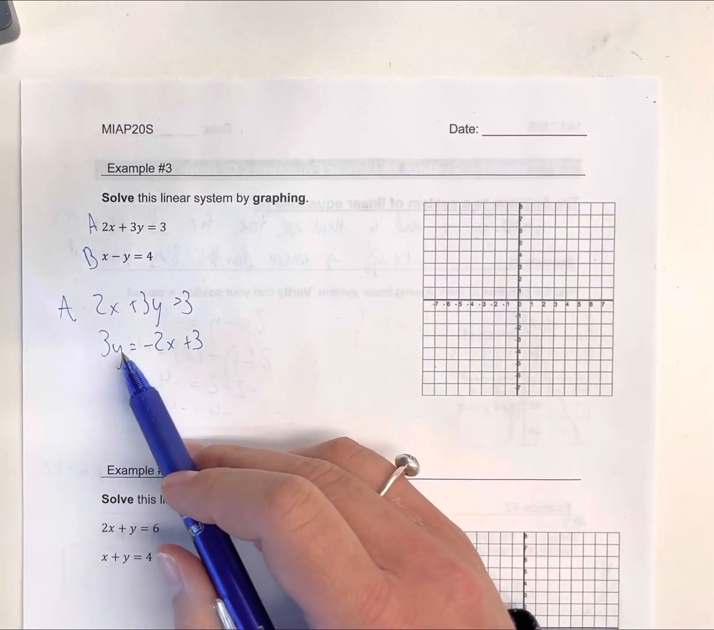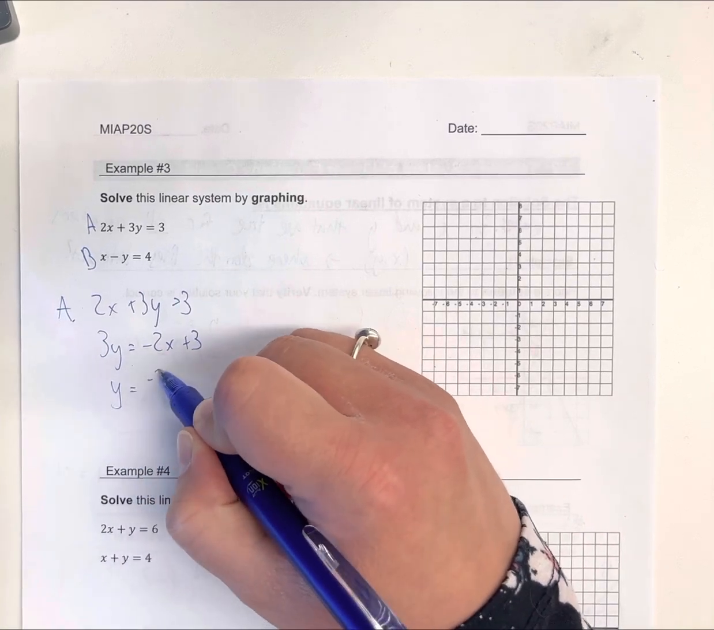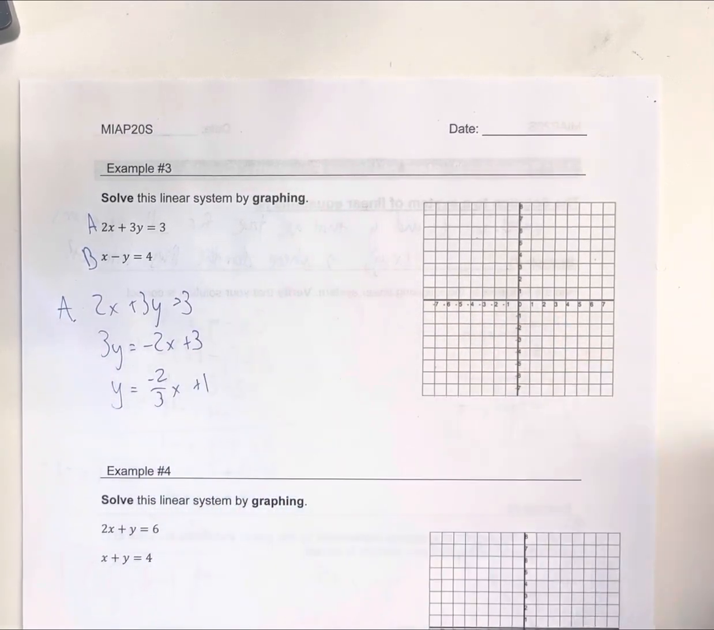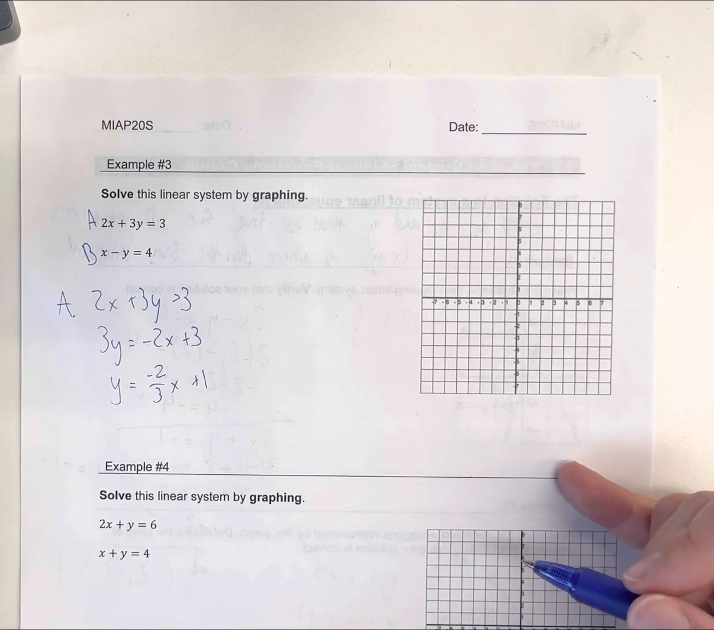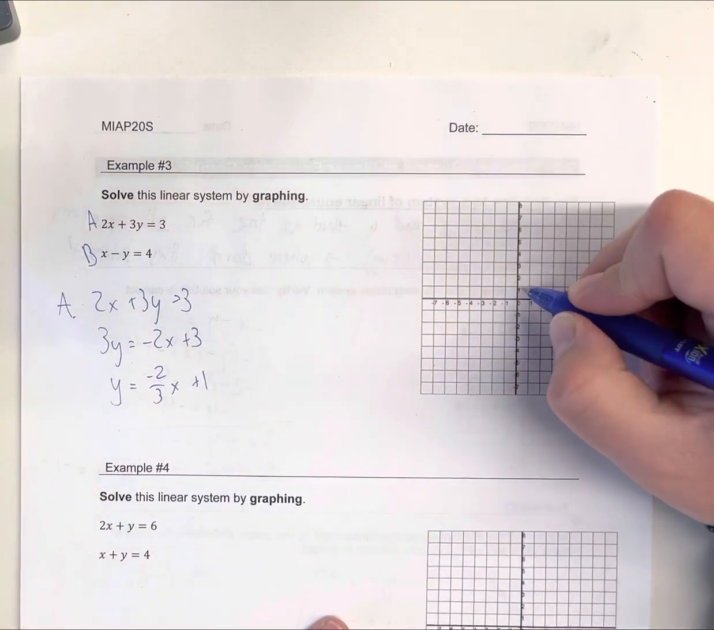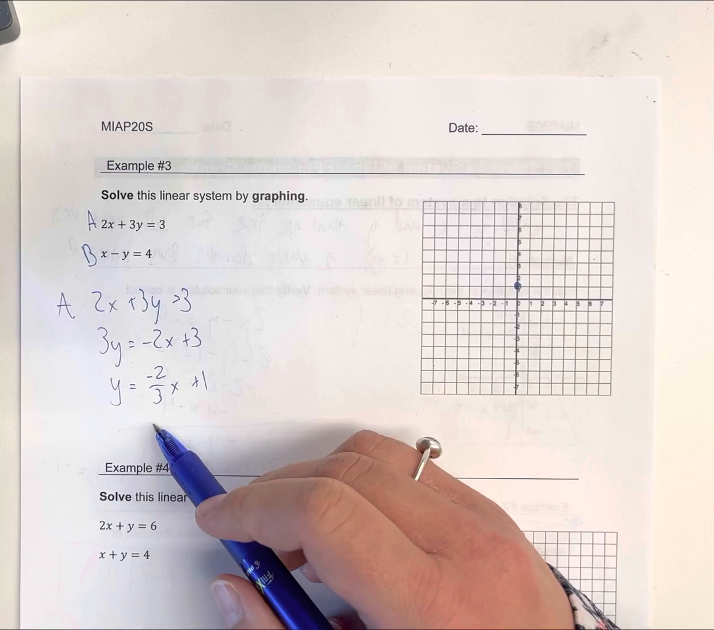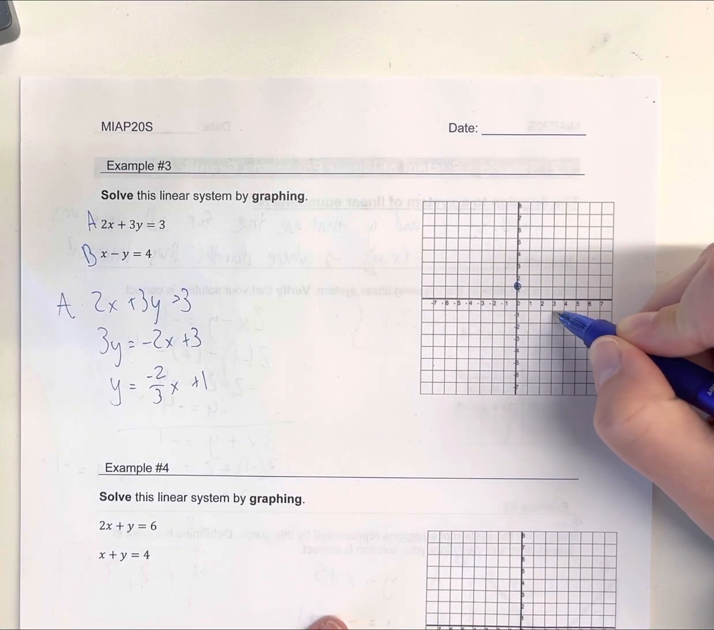And then it's just y. So I'm going to divide both sides by 3. And there we go. I can graph that pretty easily. So the y-intercept is 1. And then my slope is -2/3. So I'm going to go down 2 and to the right 3.